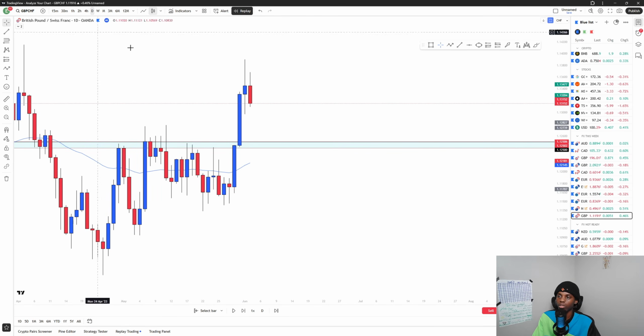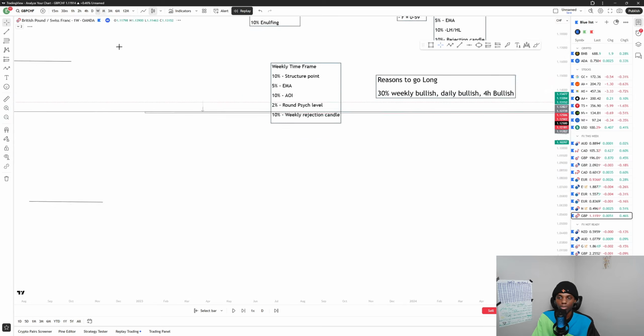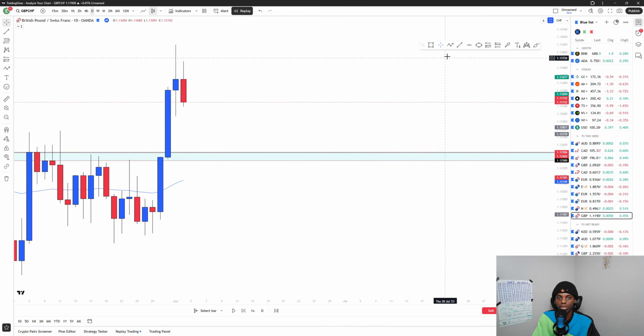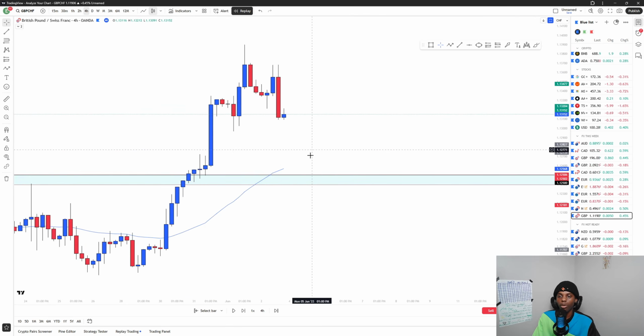Boom, red candle on the daily time frame. We go up to the weekly time frame, still bullish, nothing changed. Daily time frame still the same. All we did was just create this red candle. And then on the 4 hour, we are now bearish.